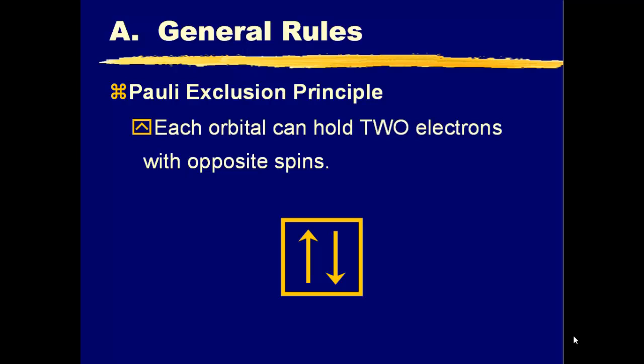Now, by convention, the first electron in the orbital is always going to be drawn right side up, like the one on the left here. The second one that goes in the orbital is always drawn upside down, like the one on the right here.